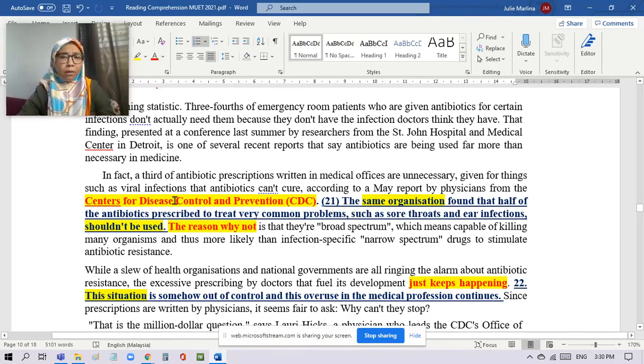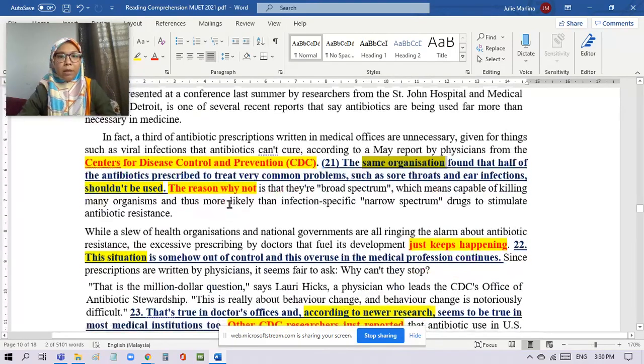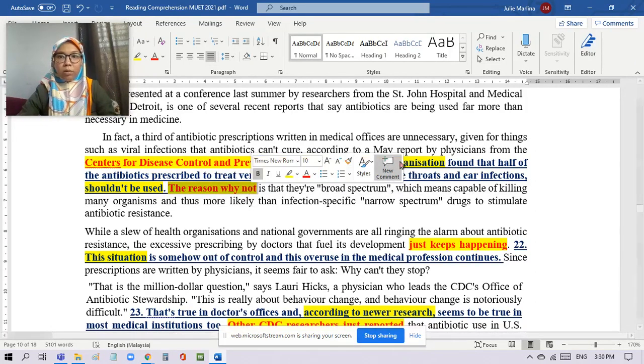For example, the first one, number 21. They are actually talking about the organization, the same organization. Here I have highlighted it. And then, why? Why shouldn't the antibiotic be used? The reason why it is not being used.